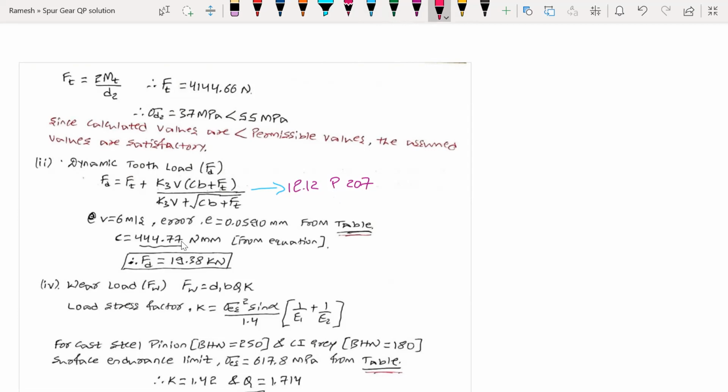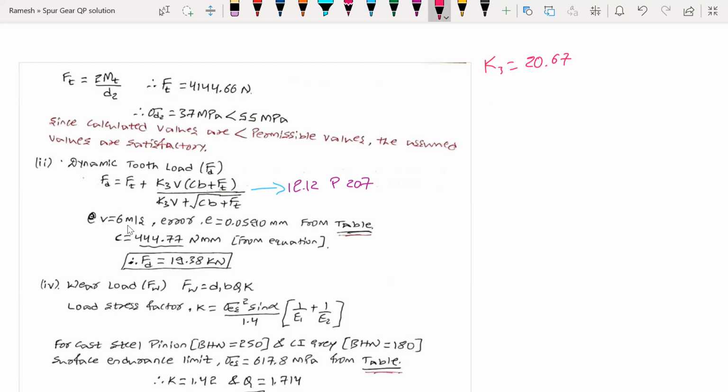In this equation, FT, the tangential load, we have already calculated. You can substitute that. Below this equation, they have given the K3 value. K3 is equal to 20.67, which is given, and the velocity is 6 meters per second.